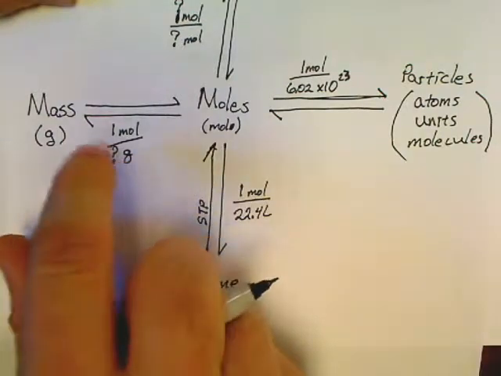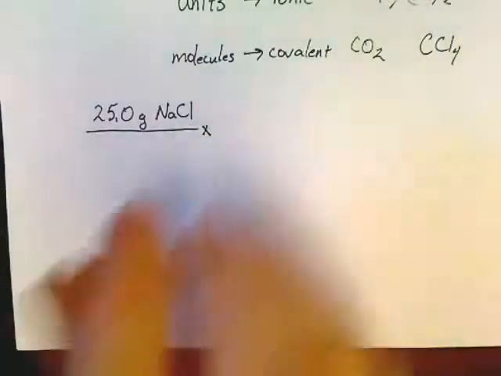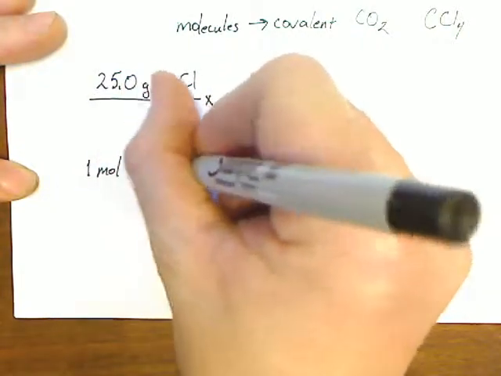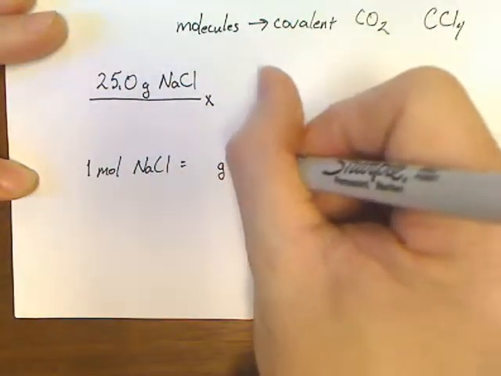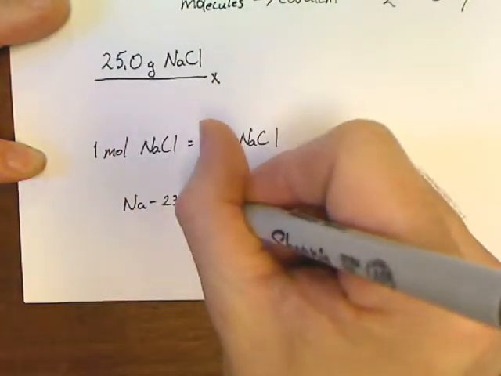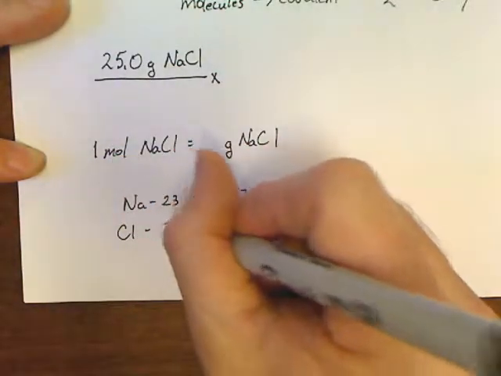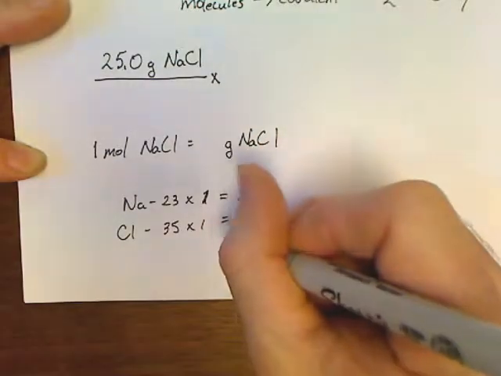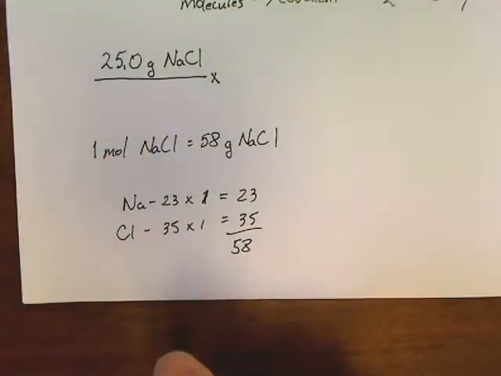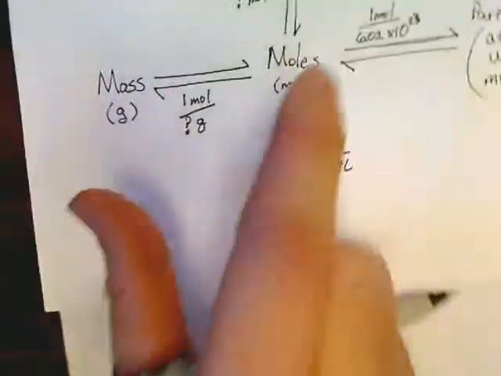So for NaCl, I've got to know how much NaCl weighs per mole. In other words, here's my question: how much would 1 mole of NaCl weigh? Well, Na weighs 23 times 1 is 23. Cl is 35 times 1 is 35, which makes 58. So that's how you get your conversion factors. You've got to always figure out your own conversion factors to do this mass to moles conversion.